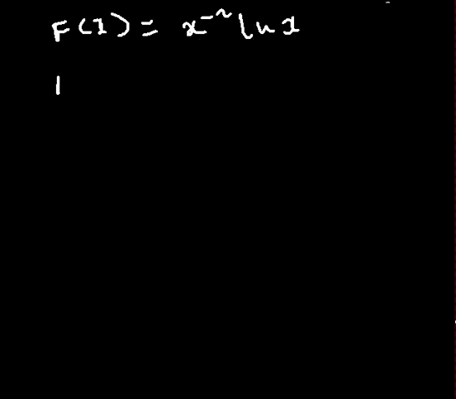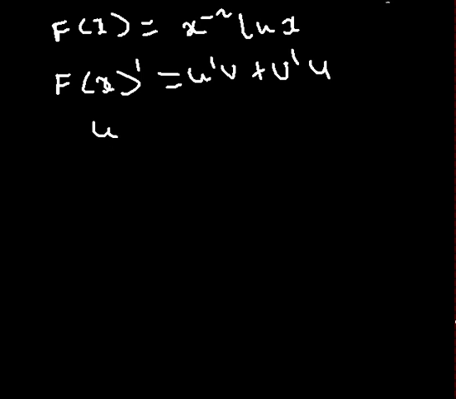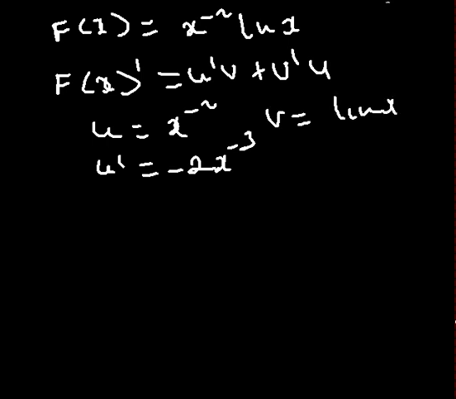Principally it means the same. We should have the first derivative of the function, and thus we have to use the product rule of differentiation. That will be u prime v plus v prime u. What is the u? We have it as x to the power negative 2. And the u prime should be negative 2x to the power negative 3. And the v has to be ln x. And what is the v prime? We'll have it as 1 over x.